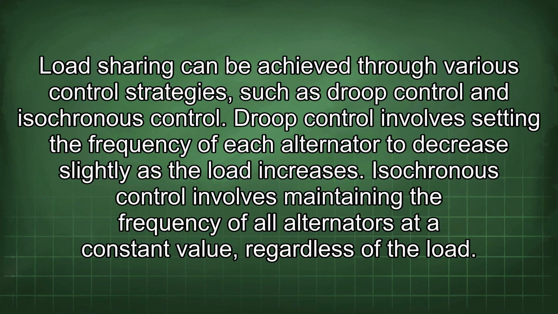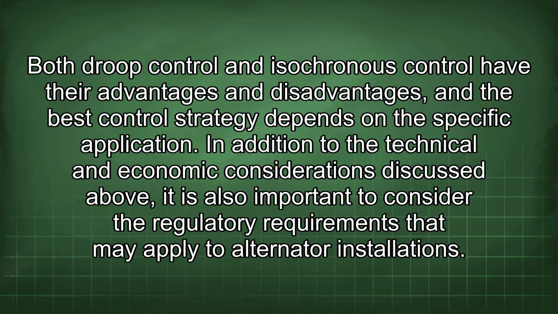Droop control involves setting the frequency of each alternator to decrease slightly as the load increases. Isochronous control involves maintaining the frequency of all alternators at a constant value, regardless of the load. Both droop control and isochronous control have their advantages and disadvantages, and the best control strategy depends on the specific application.